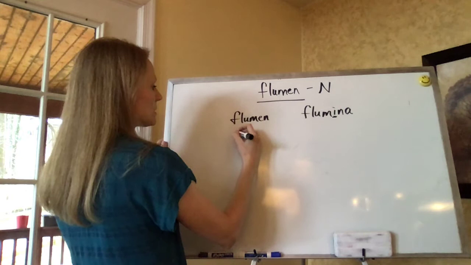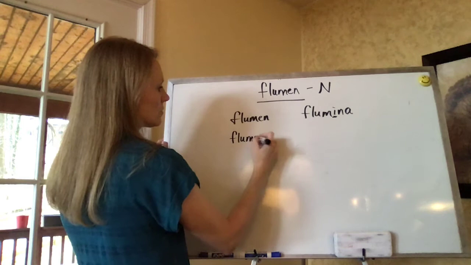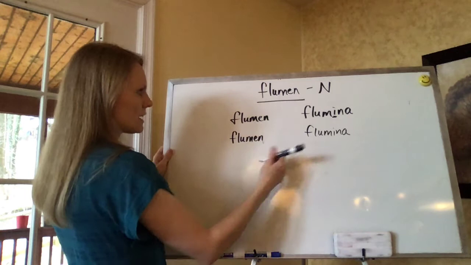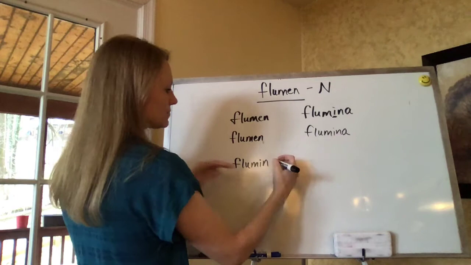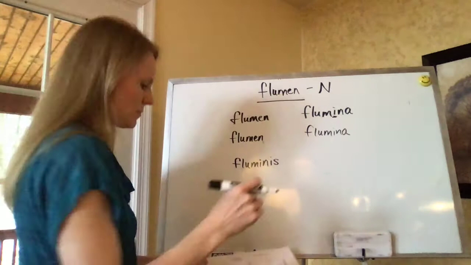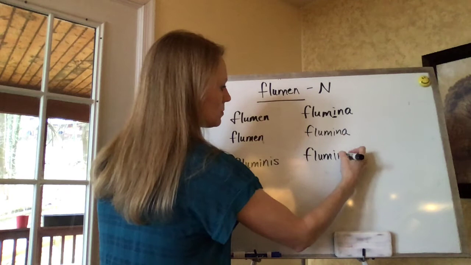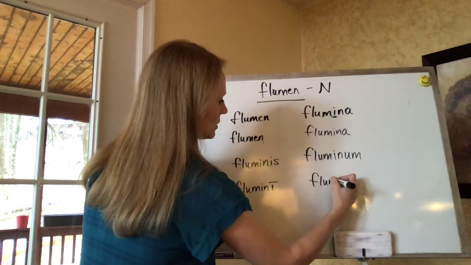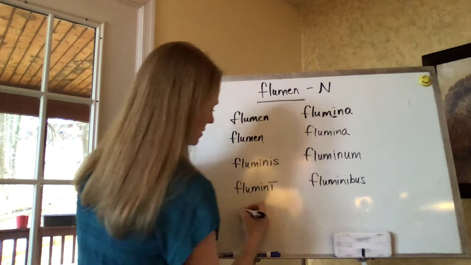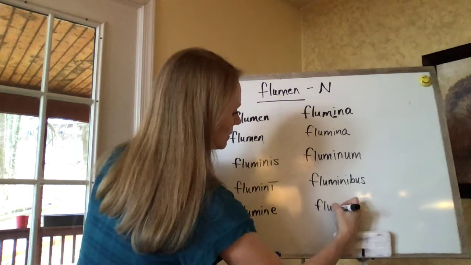So flumina, these look the same. Now we're going to keep this stem change. Flumin, now what's our ending here? Ah. Then we go to is. Okay, then we go to is. Flumin, we keep that stem change, flumin, e. Flumin, keeping that stem change, what is this one, ibis, flumin, e, flumin, ibis. Okay. Do you see how that works?